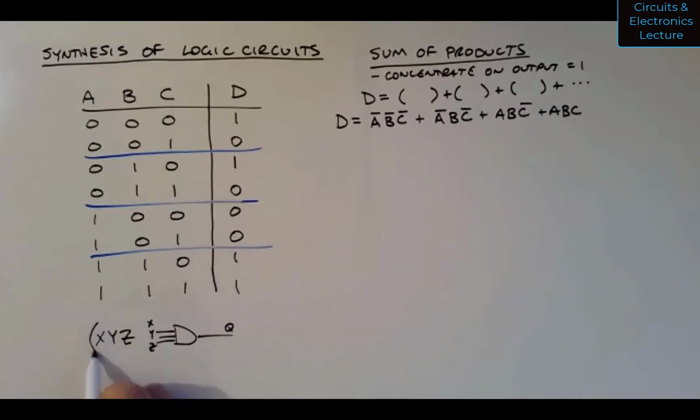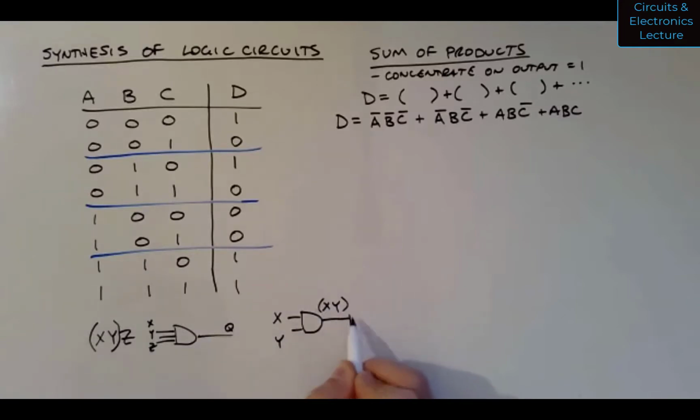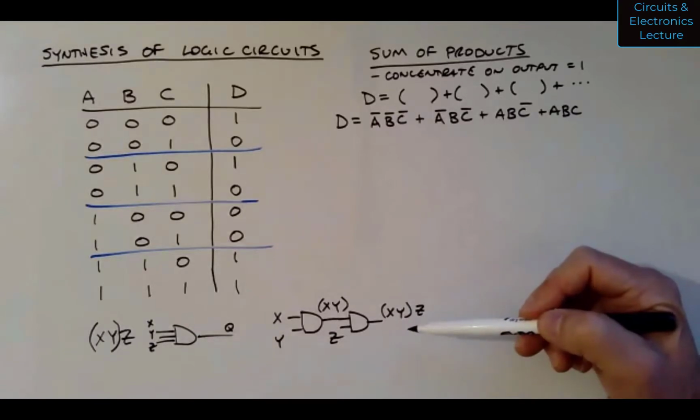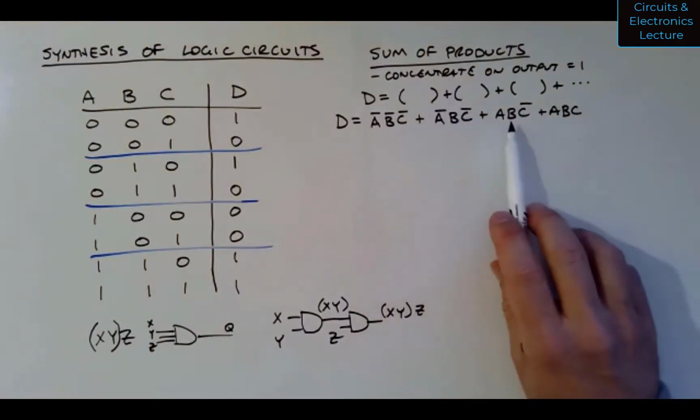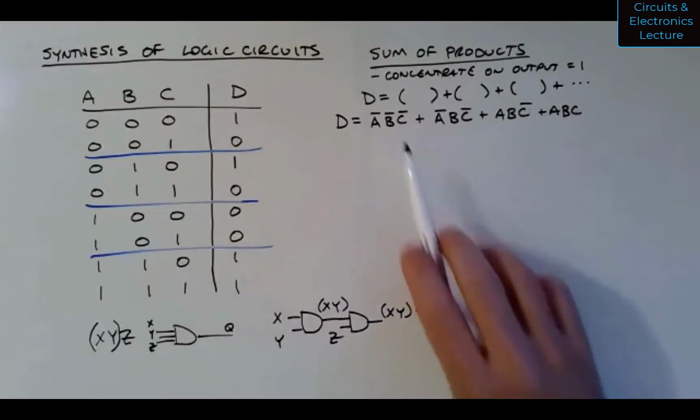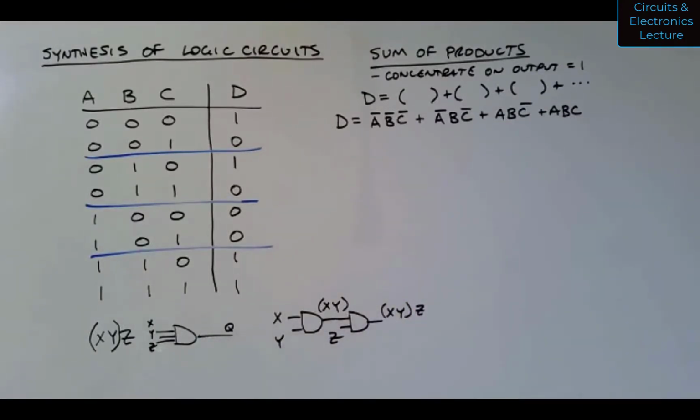Or you can draw parentheses. Suppose you don't have a 3-input AND gate. You can draw parentheses around 2 of these and say X, Y goes into an AND gate, right? That's X, Y. And that is ANDed with another input Z. So here you get X, Y, Z. You could do the same thing with OR gates. You can use 2-input OR gates to create a single OR gate equivalently with multiple inputs. This is how you do it with an AND gate.